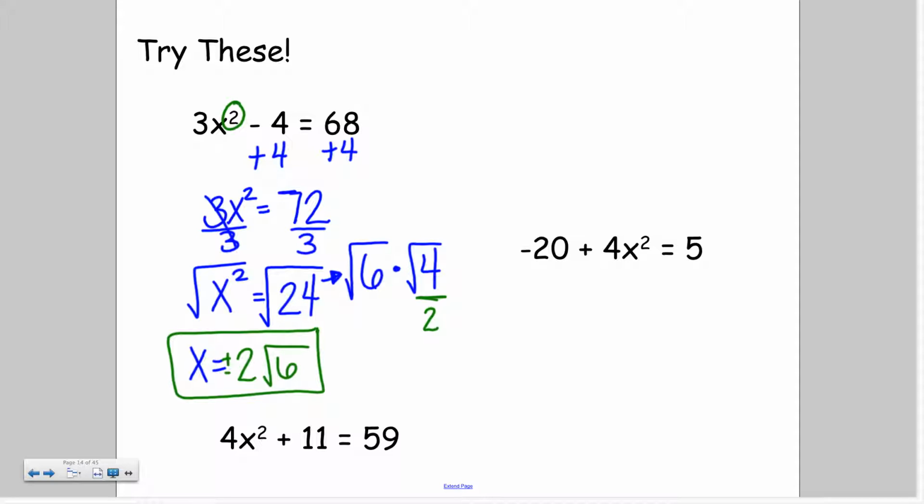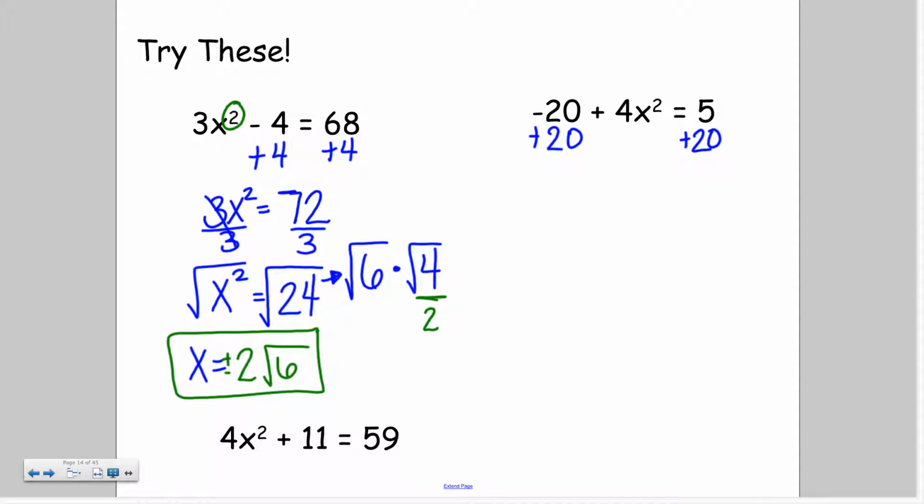Now, negative 20 plus 4x squared, and I'm going to move that up just so it's a little bit more even with that one. So negative 20 plus 4x squared is equal to 5. Now, you could do this a couple of different ways. It depends on how you like to look at the equation. But I'm going to add 20 to both sides. Okay? And I'm left with 4x squared is equal to 25.